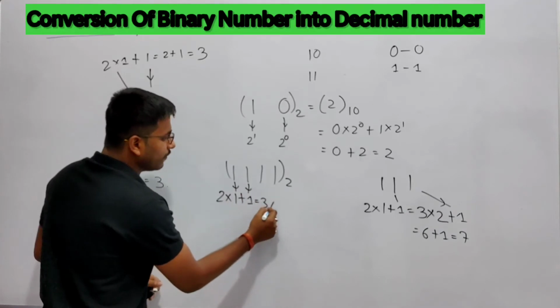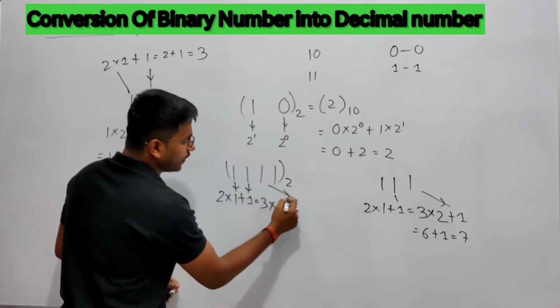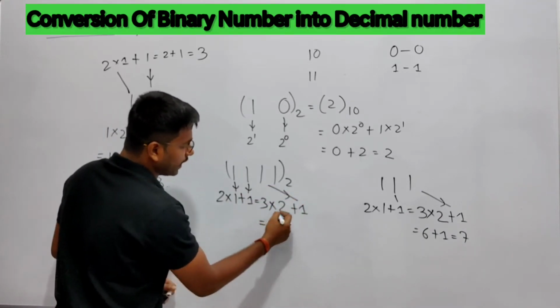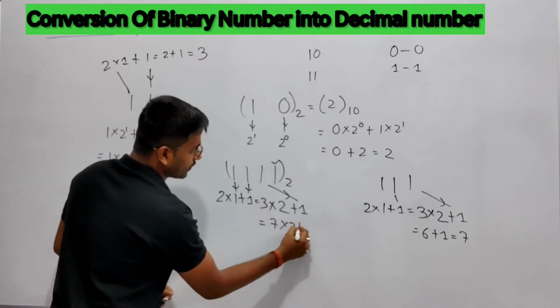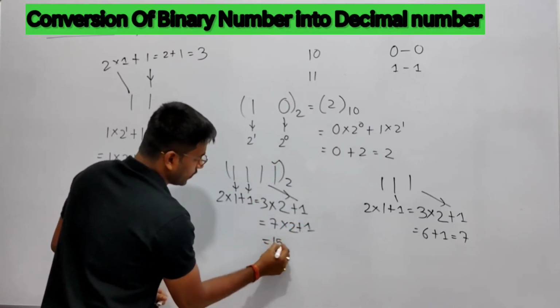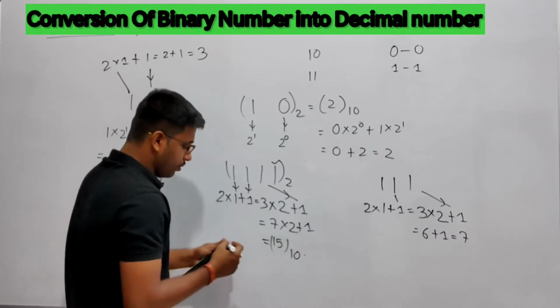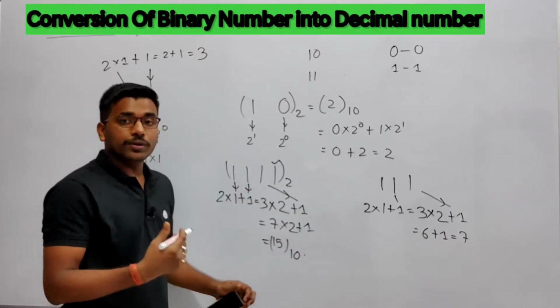Now with the resultant I will multiply with 2, then the next bit I will add. So I will get 7. Now to the resultant I will multiply with 2 and add the next bit. So you will get 50. You stop when there is no other bit to add.